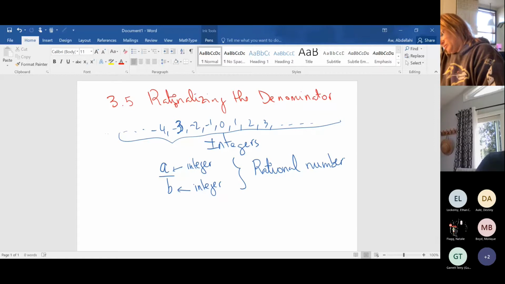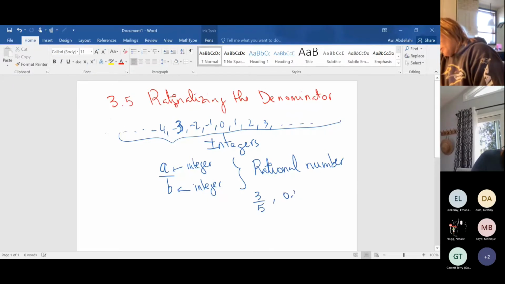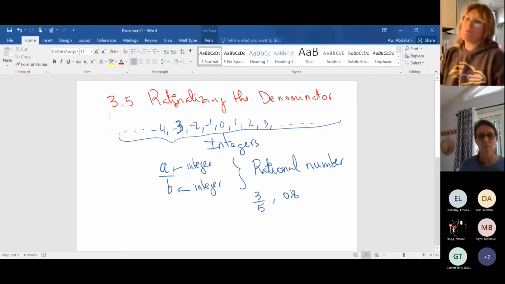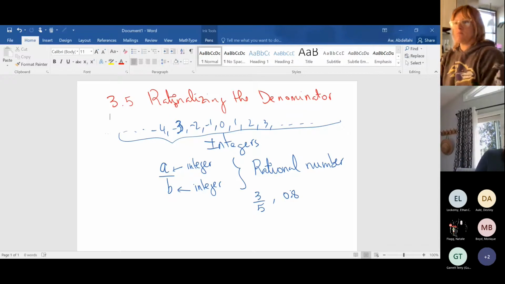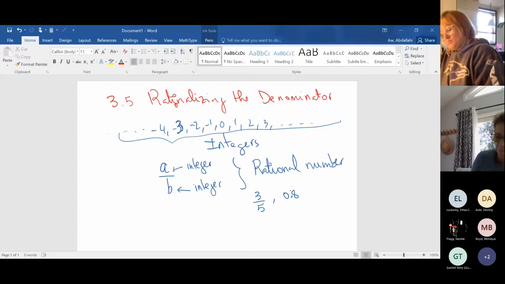For instance, of course, this number 3/5 is a rational number, right? Okay, so if we say 0.8, why can 0.8 be viewed as a rational number? Why is it a rational number? Because it's very easy to write it as a fraction, right? What is the easiest way to write 0.8 as a fraction? You have a bunch of ways, but what is the easiest one?